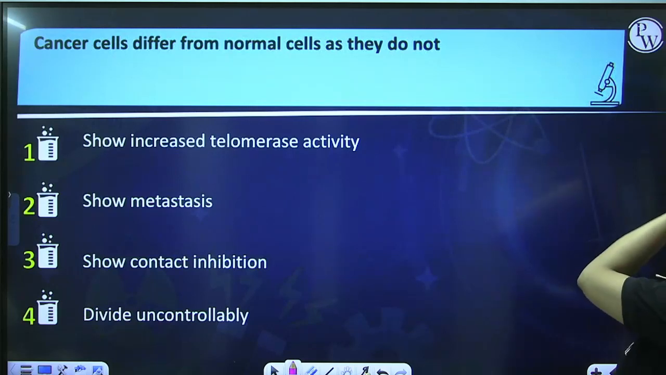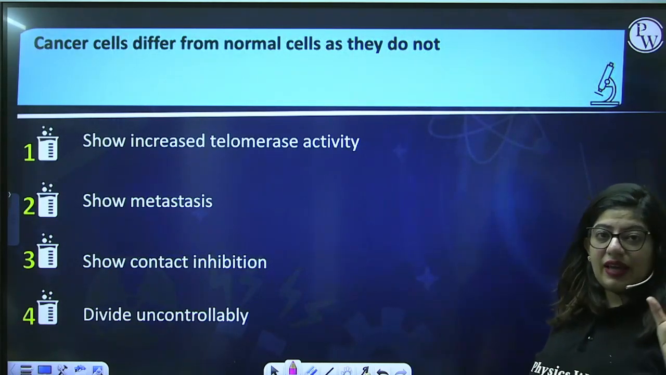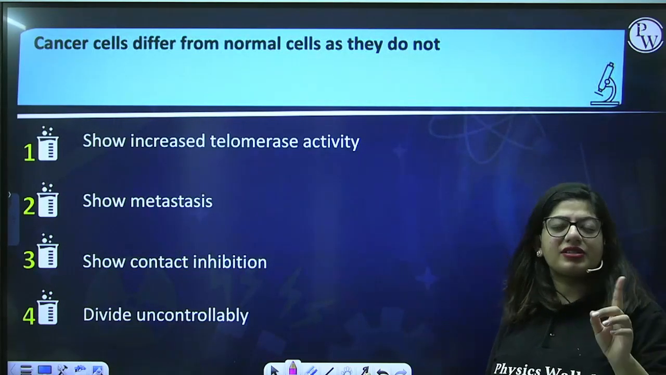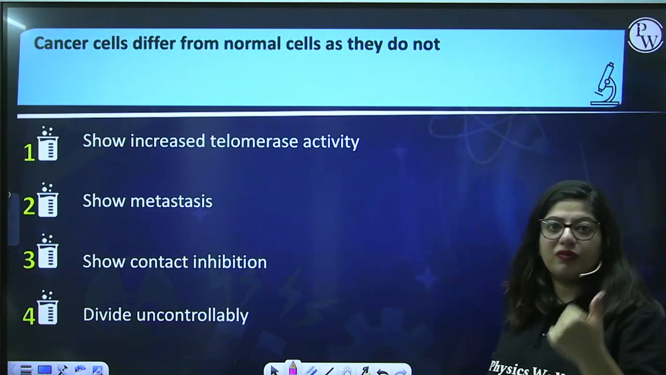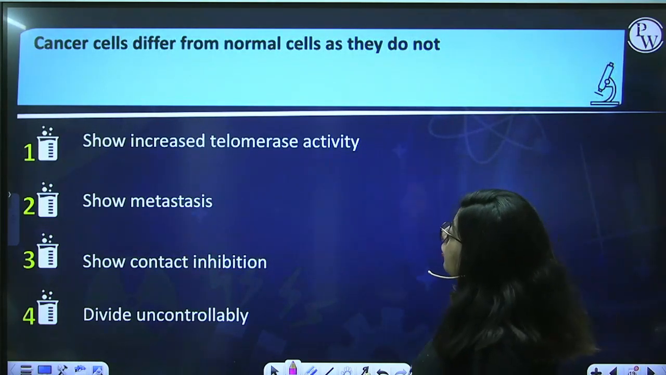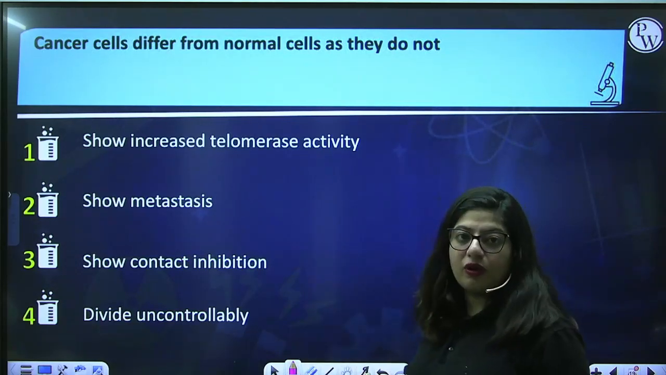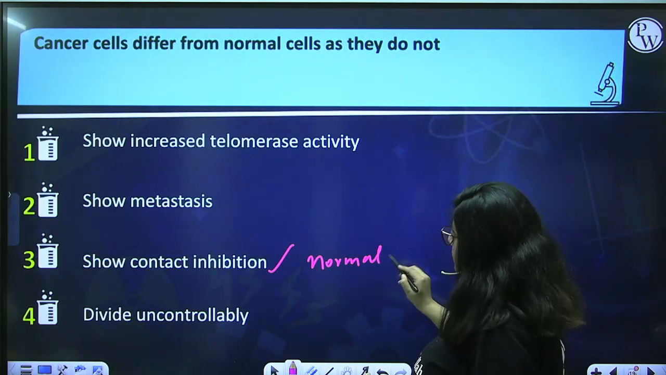Cancer cells differ from normal cells as they do not... That means a cancer cell is not doing that thing which normal cells have. So we have to find the property of a normal cell. Show increased telomerase activity, show metastasis, show contact inhibition, divide uncontrollably. So this is a property of a normal cell. So the answer will be 3.